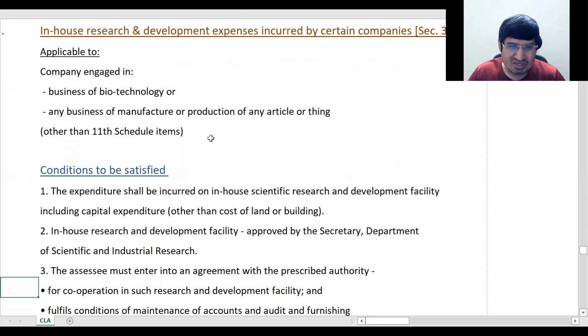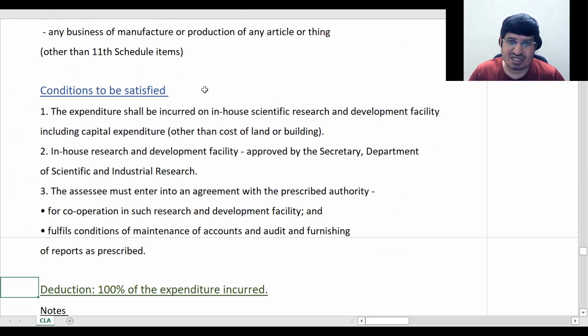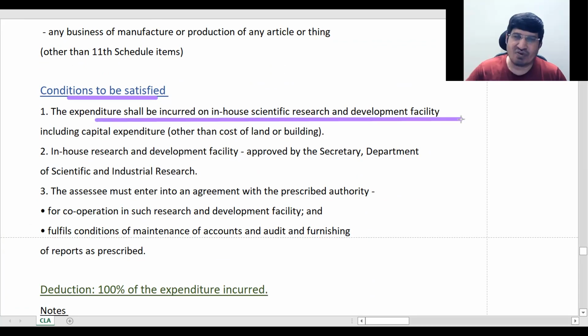So for both of these, you have to just go with this section. Conditions are that expenditure should be incurred on in-house scientific research and development facility, that we already know they are doing in-house, including capital expenditure. Here they are talking of both together, revenue and capital, and other than cost of land or building. Here just remember you are not getting it for building also. There only land was excluded, here land and building both are excluded.